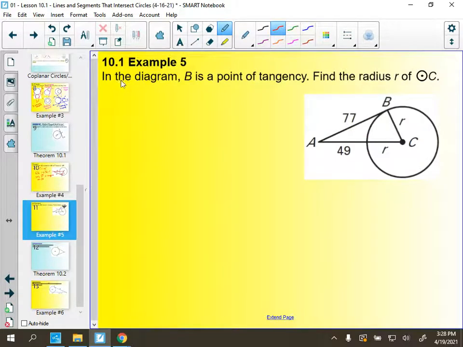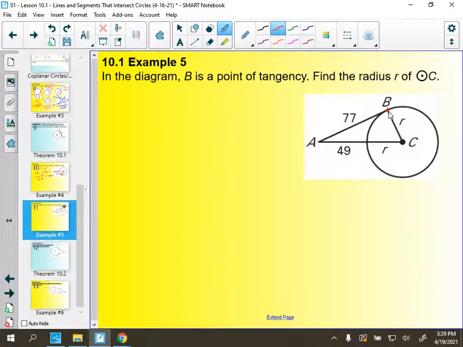Let's take a look here. Example 5. The picture looks pretty close, but we'll see here. It's a little bit tougher. In the diagram, now it's telling us, hey, point B is a point of tangency. So it looks like this segment AB, if B is a point of tangency, must be just intersecting at that one spot. And then it tells us the radius R, that's what we're looking for, but this is my radius.